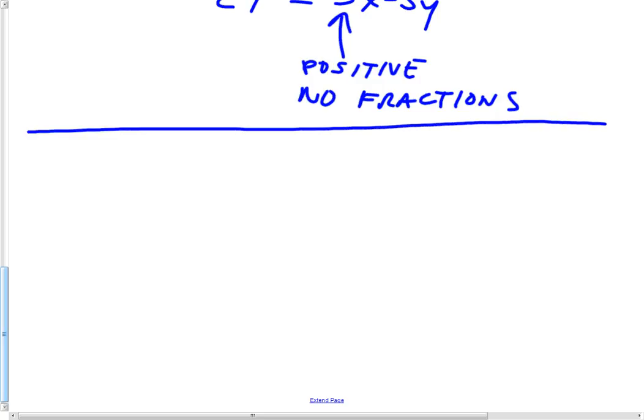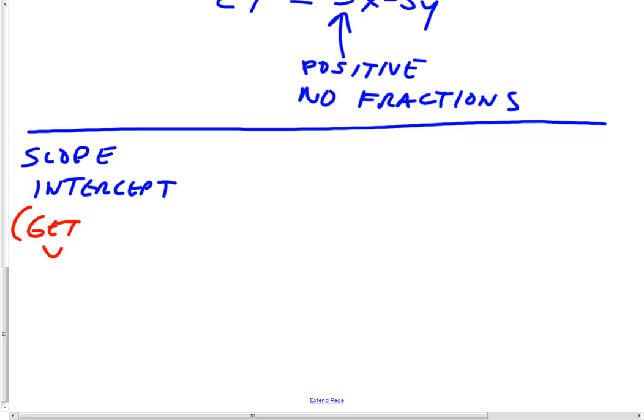Put a big line there. Write down slope-intercept. When you see those two words, that's what we use on the calculator. Anytime we want to enter an equation, we want to get y alone.